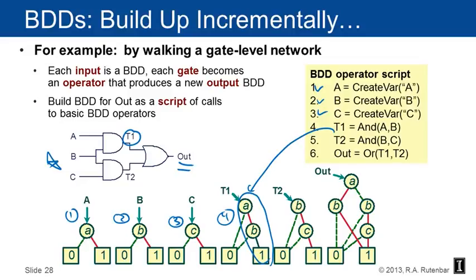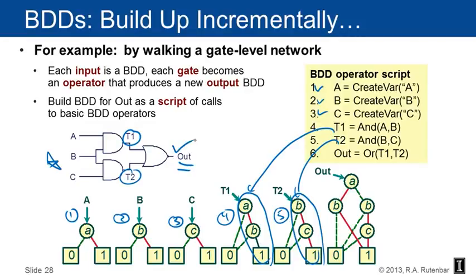What happens next? Well, T2 is the AND of quantities B and C. T2 is going to be the result of step 5, and that is going to be a little BDD for B and C. We can see again it's sort of the trivial BDD. The only way to get a 1 in this small trivial BDD is to have B and C each be 1. All other paths lead to the 0 node. And then we'll do the next step.